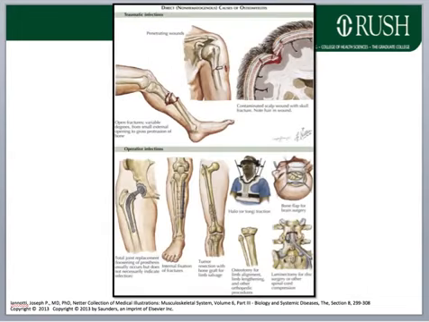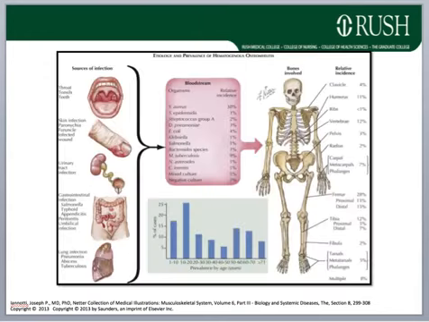Finally, this slide shows some of the various ways that osteomyelitis can occur as a result of direct penetration of the bone and introduction of infection in that manner. This is a nice slide that summarizes some of the sources of infection, some of the most common organisms involved, and then finally the typical bones involved.